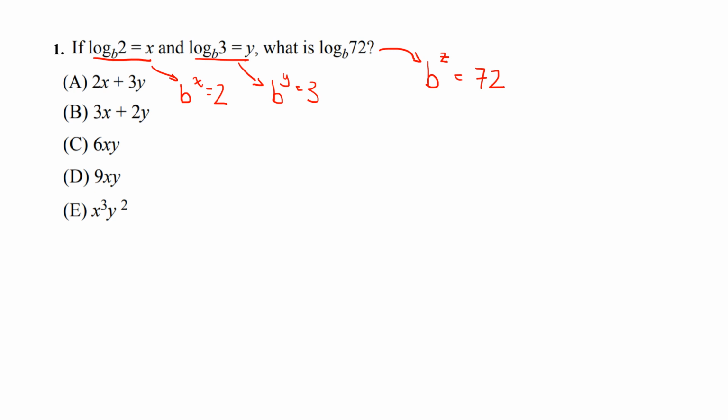So to find this, let's factor out 72, because we have these two and we want to find just these 2 and 3 terms, right? So let's factor it. 72, we have 2 and 36. 36 can be factored to 2 and 18. 18 can be factored to 2 and 9. And 9 can be factored to 3 and 3.